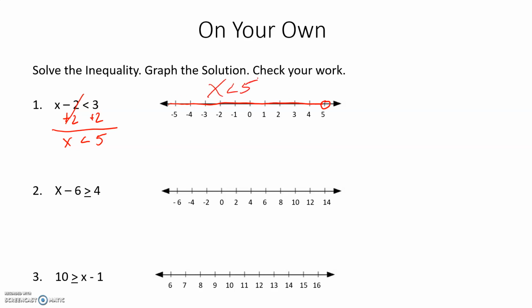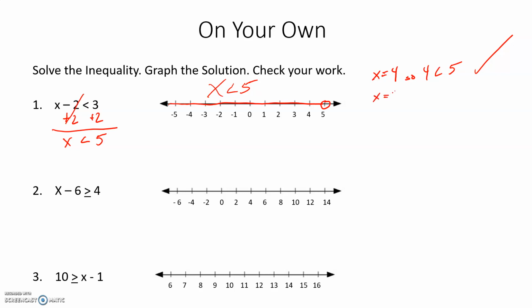5. Less than 5. I can check my answers by plugging in values on both sides of the circle. Let's see if it's true. If x equals 4, is my inequality true? Is 4 less than 5? And the answer is yes. 4 is less than 5. And on the same side, I can do 5 or 6. So I'm going to do 5.